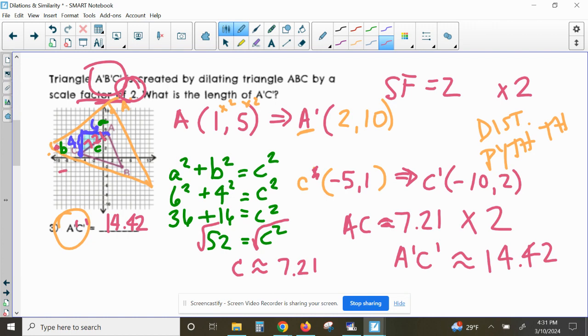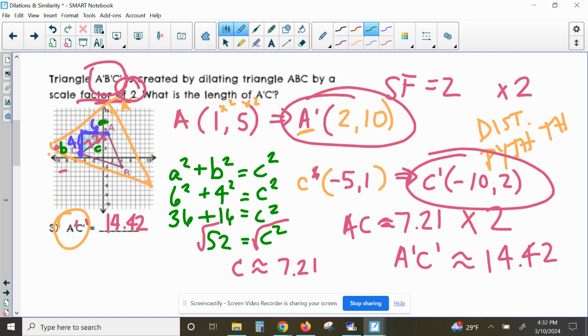So I could have done Pythagorean theorem or distance formula using these 2 points. You see from here, I could have just made my right triangle that looked like this out here and done the exact same thing. Now, obviously, I would not have had to multiply by 2 when I was done. I would have just gotten 14.42 as an answer. So there's a few ways to do that problem.